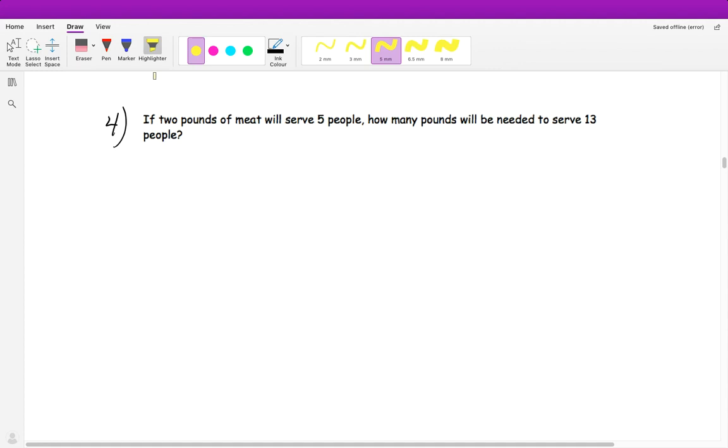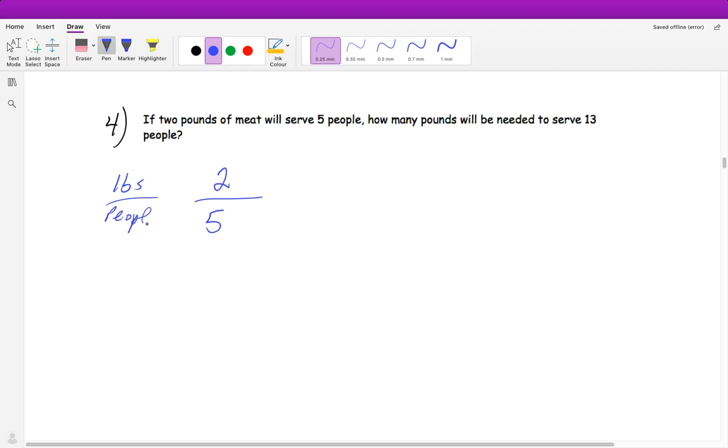All right, there's one more problem, and then that will be it for this video. All right, just to practice again our cross multiplication. First, I'm going to set this up. It says if 2 pounds of meat will serve 5 people, how many pounds will be needed to serve 13 people? So once again, here, none of these numbers are going to divide into anything evenly. So I'm going to set up my ratio of 2 pounds of meat for 5 people. So I did pounds over people.